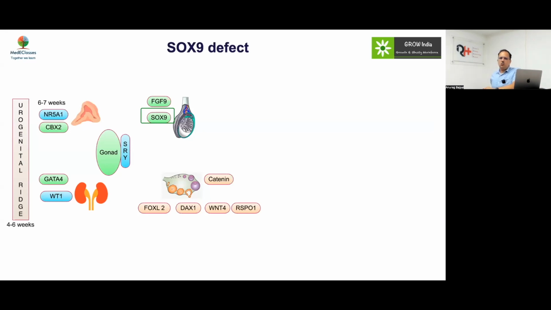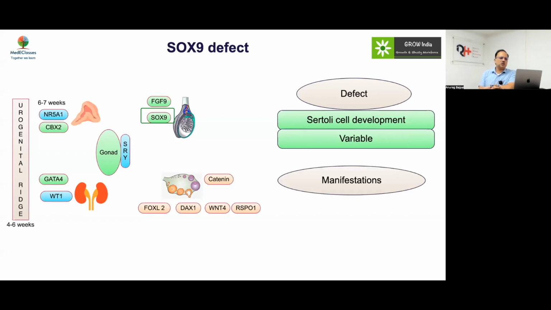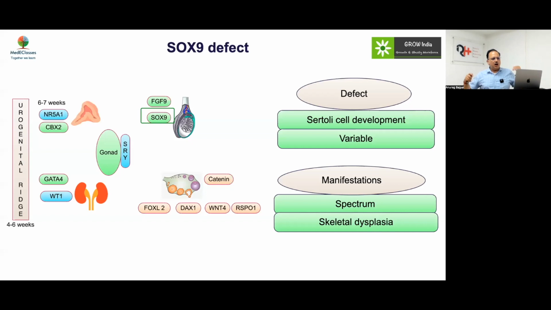SOX9 is importantly involved in testicular development beyond the SRY, and it plays a major role in Sertoli cell development. It also plays a role in skeletal development as well. So SOX9 defects will present to you with a spectrum along with skeletal dysplasia. So if you have skeletal abnormalities in a DSD individual, what are the other two conditions you will think of? And that condition may present to you both with an XX or an XY DSD, Dhwani. So one is, of course, SOX9.